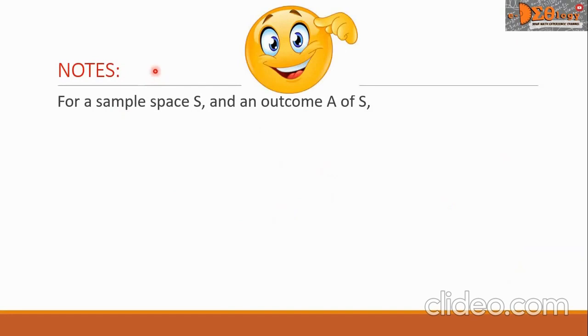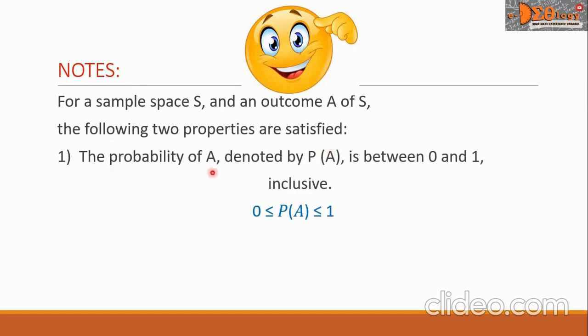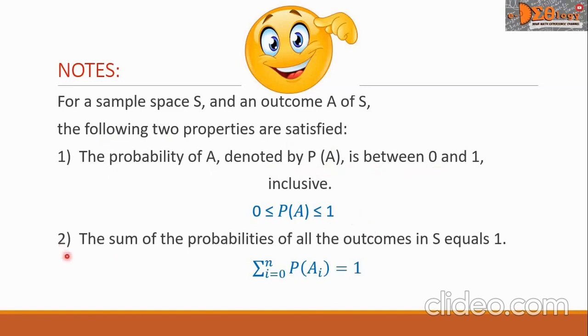There are notes here that we need to know. For a sample space S and an outcome A of S, the following two properties are satisfied. The first one: the probability of A, denoted by P of A, is between 0 and 1 inclusive. In the books, you will see the symbol, which means this statement 1. Number 2: the sum of the probabilities of all the outcomes in S equals 1. In symbols, you will see this formula in some statistics books.